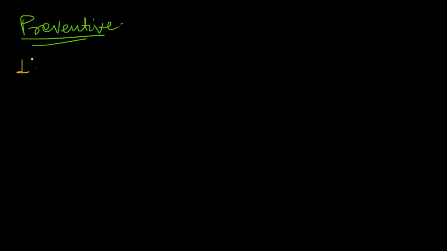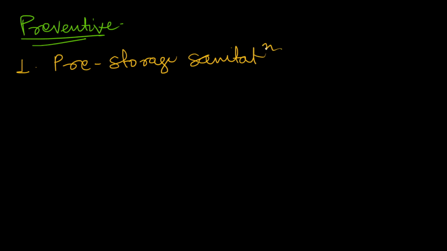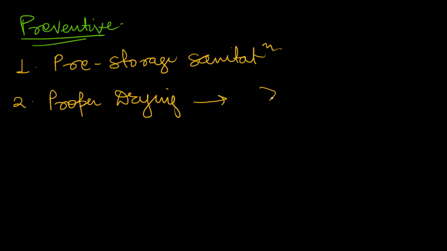First of all, obviously, pre-storage sanitation, that is, cleaning the storage area, removing all residues and debris, filling the cracks and crevices. All these things should be done before storing the grain. Secondly, proper drying. The moisture content of our grain, here it is wheat, should be less than 10 to 12%. It is a must.